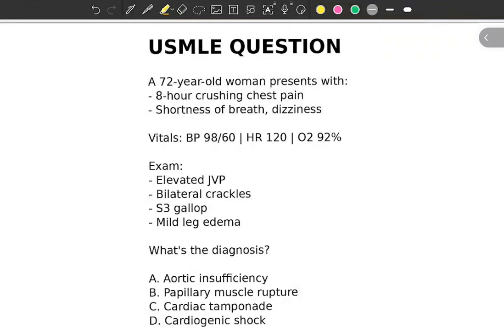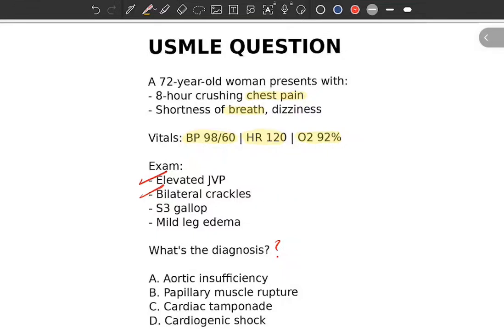We have a case of a 72-year-old woman who presents with 8 hours of crushing chest pain, shortness of breath, and some dizziness. Her vital signs show a blood pressure of 98/60, a heart rate of 120, and oxygen saturation of 92%. On examination, we found an elevated JVP, bilateral crackles, S3 gallop, and mild leg edema. And he's asking, what's the diagnosis? Is it A, aortic insufficiency, B, papillary muscle rupture, C, cardiac tamponade, or D, cardiogenic shock?